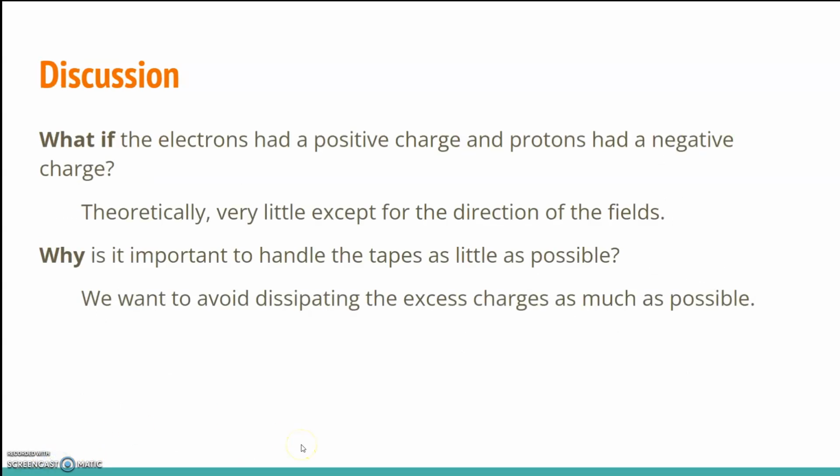So a little bit of a discussion here. What if the electrons were positively charged and the protons were negatively charged? Well, theoretically, this would have very little difference on the experiment except for the direction of these fields, which really just help us think about the situation more so than the actual physical properties. Same things would still be attracted to one another. And why is it important to handle these tapes as little as possible? Well, we want to avoid dissipating those charges as much as possible, because if we dissipate all of it, we're not getting an accurate answer.